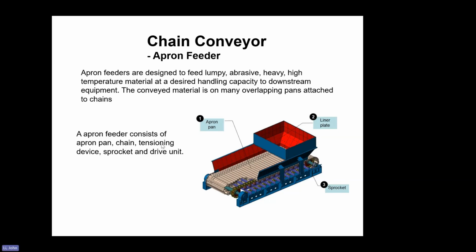So the apron feeder consists of apron pans, chain, and a tension device. Most conveyors need to have a tension device. That means this bearing system can be moved out, so it can tension this chain. And sprockets and the drive units.